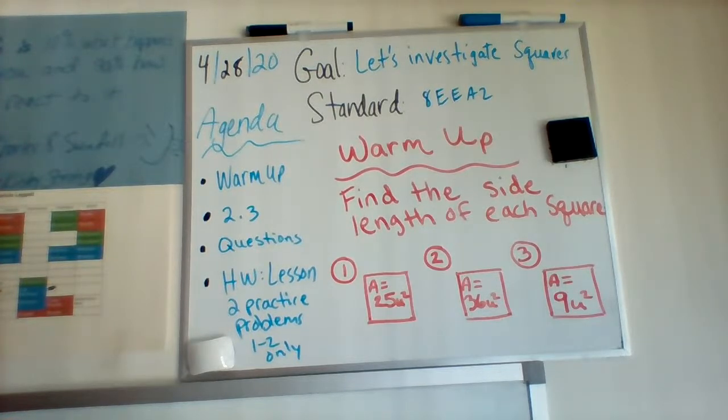But first, I would like you to complete the warm-up. It says to find the side length of each square, you have 3 problems. I give the area for each of the squares. For the first one, that's A equals 25 units squared. For number 2, A equals 36 units squared. And for 3, area equals 9 units squared.